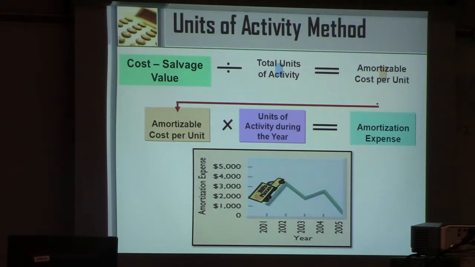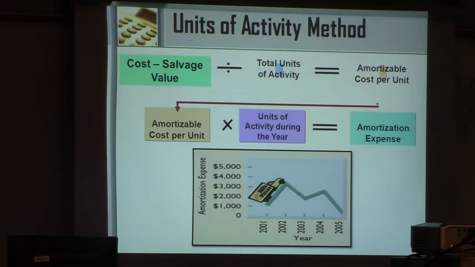Then you've got the units of activity method. First of all, this method is basically used for machinery. You're looking at the units that this machine or this asset will produce in its life, and the number of units it will be producing every year. Sometimes the number of units will be less in a given year, sometimes there will be more. As the number of units goes up or down, the amortization expense also increases or decreases with it.